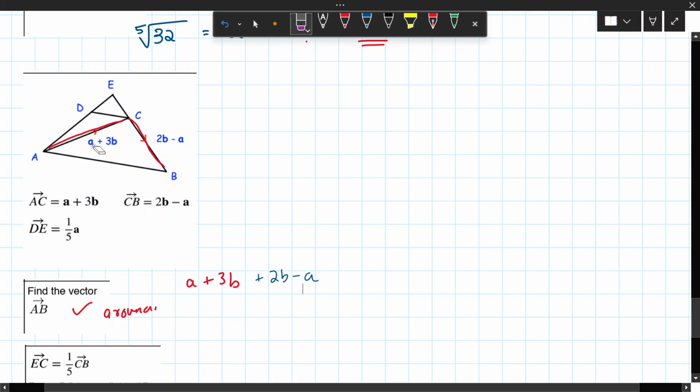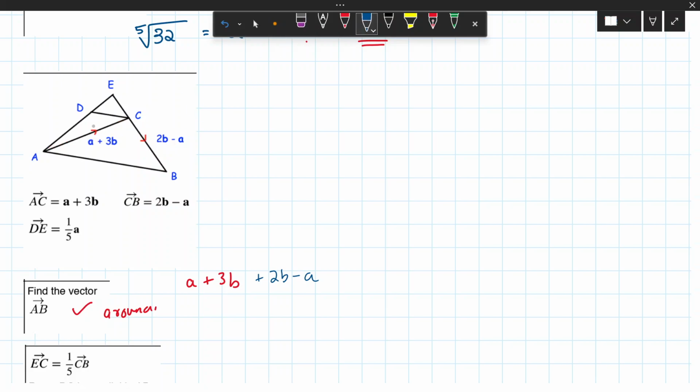Now you just need to double check if you are going in the same direction as the vector. Yes, A to B, I am going in the same direction. C to B, also I'm going in the same direction. So we collect them, and if we add them together, we get A, take away A, so that's gone. B, 3B, 2B, so AB is equal to 5B. So that's your vector AB.